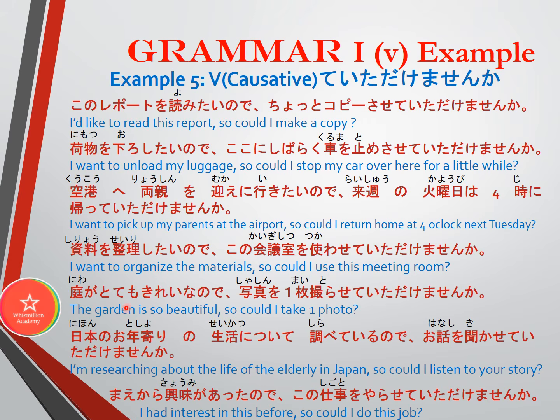The fifth sentence, the garden is so beautiful, so could I take one photo? So he's asking permission to take a picture. Number 6, I'm researching about the life of the elderly in Japan, so could I listen to your story? So he's asking the permission of the listener whether he could listen to his story. Sentence number 7, I had interest in this before, so could I do this job? He's asking the listener's permission to do the job. Notice that in all these sentences, it is the speaker who is doing the action, he's simply asking for the permission of the listener.